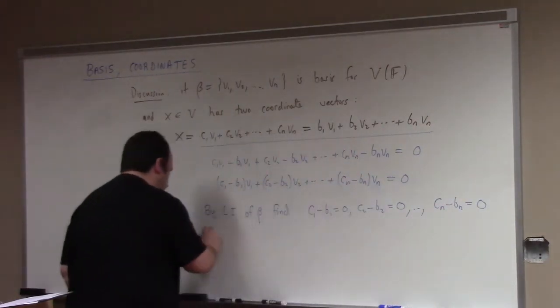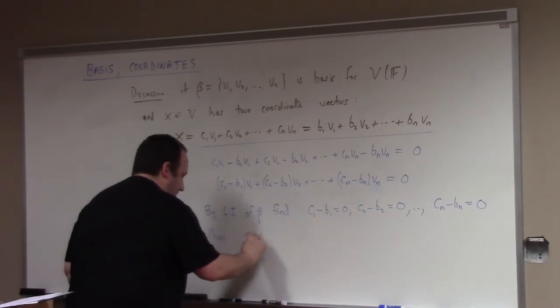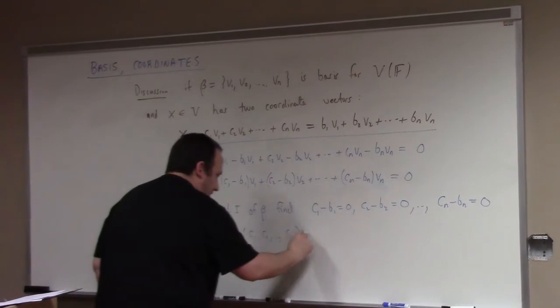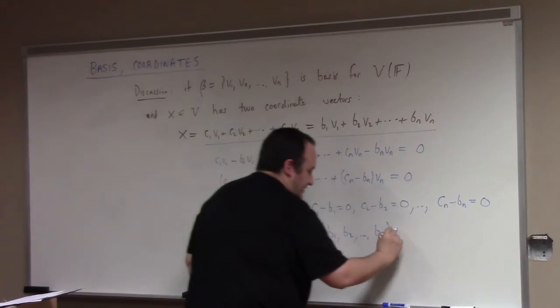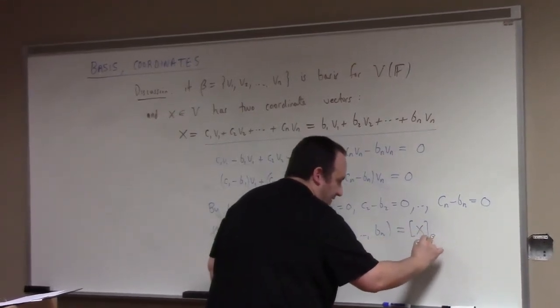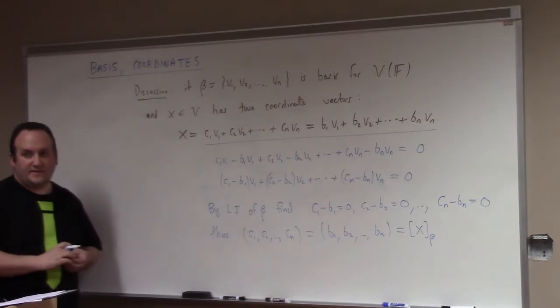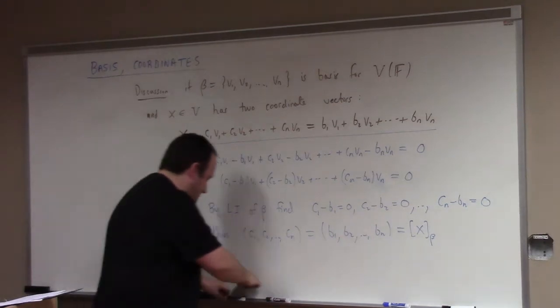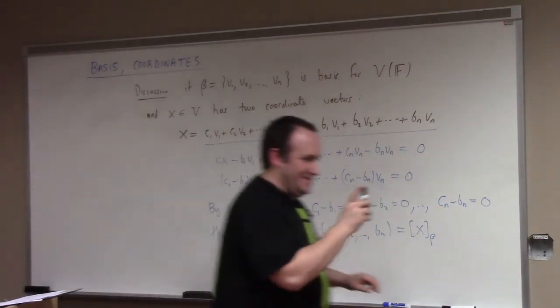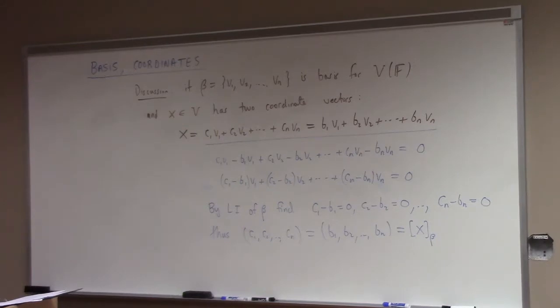Thus, (c1, c2, ..., cn) is in fact equal to (b1, b2, ..., bn), right? And we justifiably use a single notation for both of those. That is the coordinate vector of x with respect to the beta basis. That's what linear independence gets us. It gets us uniqueness of the coordinate vector. Now, devil's in the details here. You do need to pay attention to one of the words I used, which was ordered basis, right? Ordered.